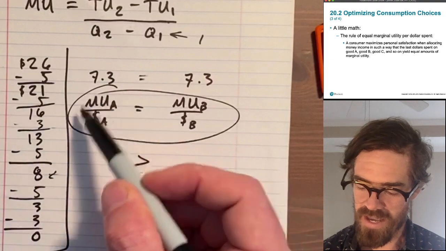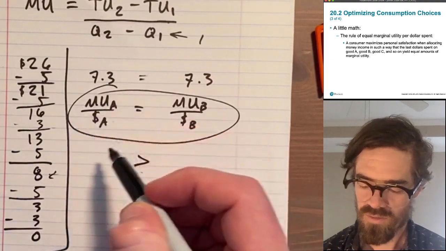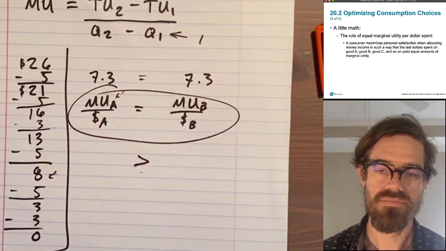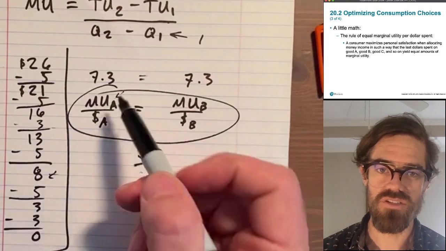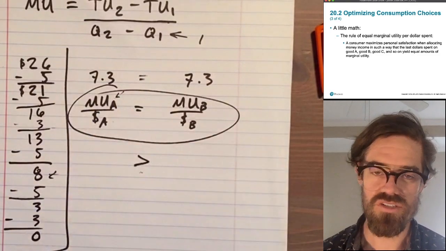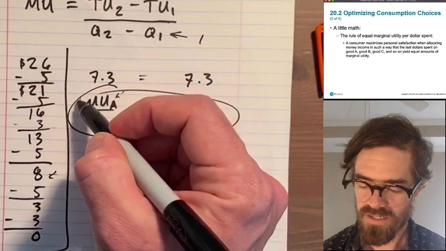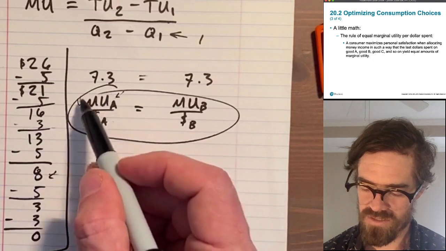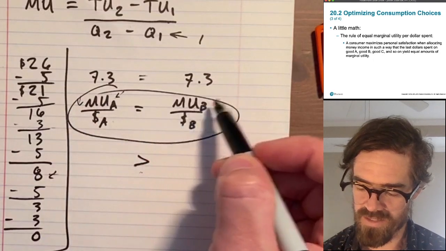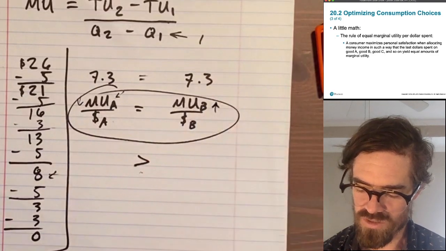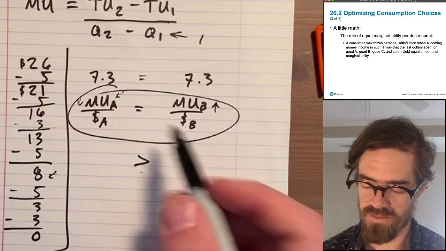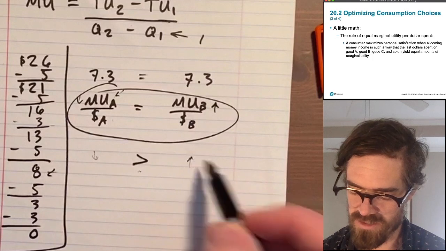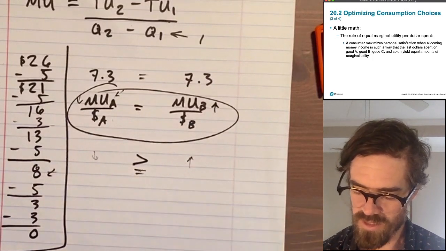Now, as they consume more A, what happens to their marginal utility? Well, according to the law of diminishing marginal utility, as they consume more A, the marginal utility of A starts to go down. As this goes down, what eventually happens? Oh, and by the way, if they're consuming less of B at the same time, the marginal utility of B is going up for the same reason. So this is going down, this is going up, this is bigger, this is smaller, but this is going down and this is going up. So what eventually happens? Well, at some point they become equal.